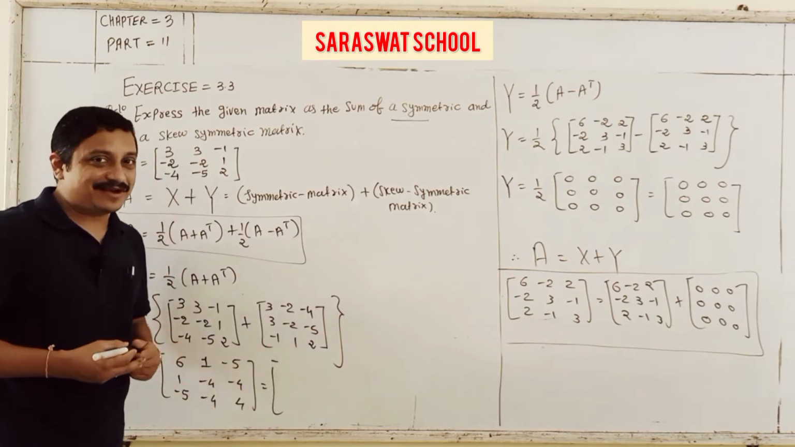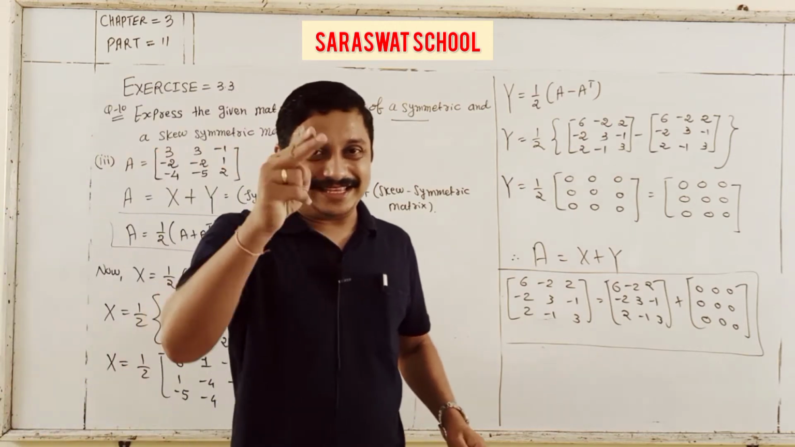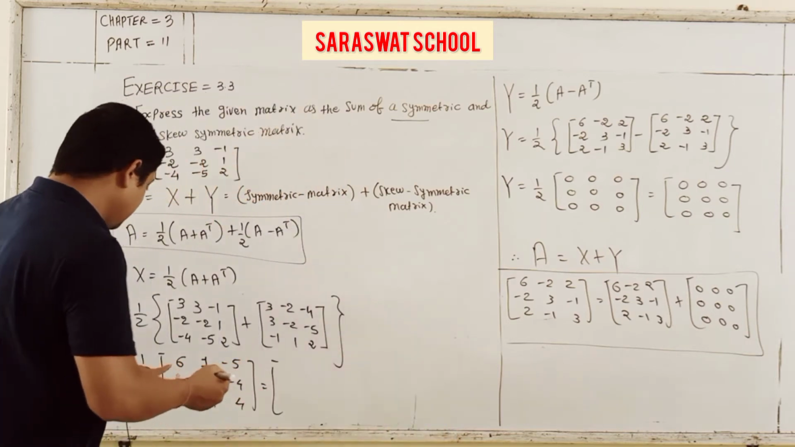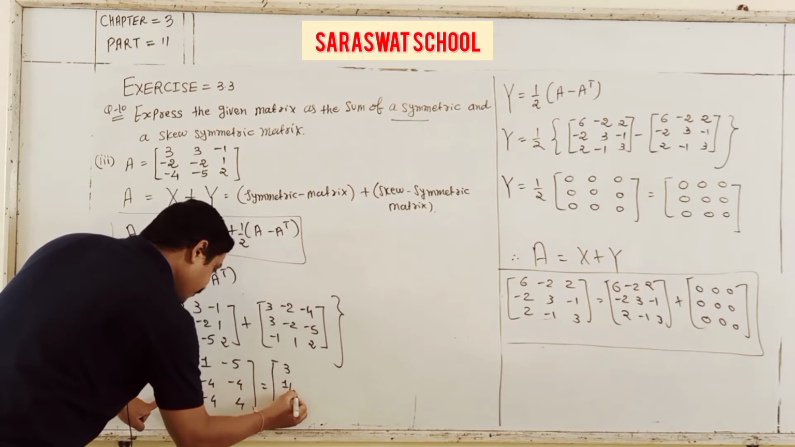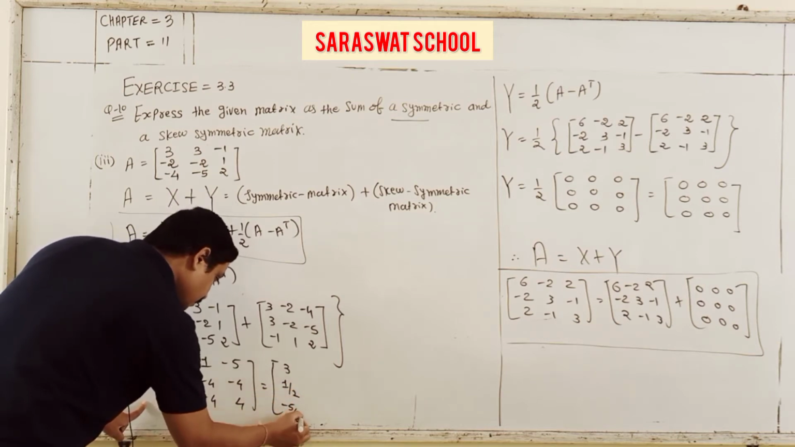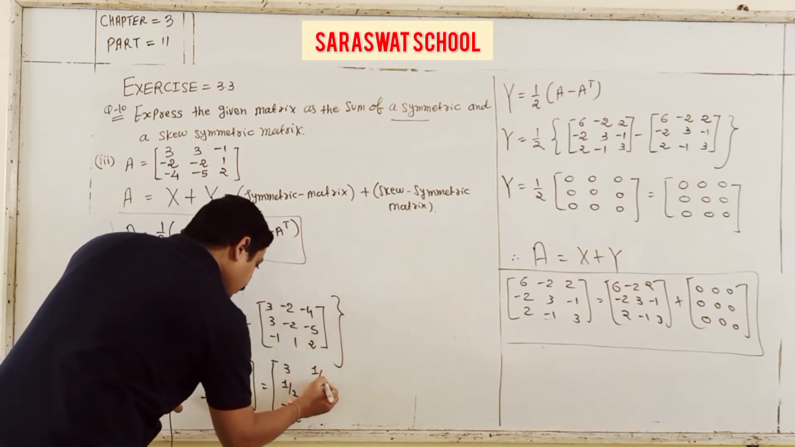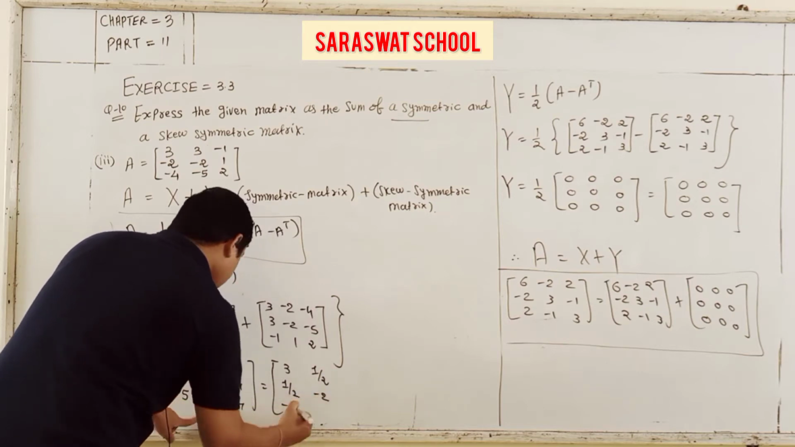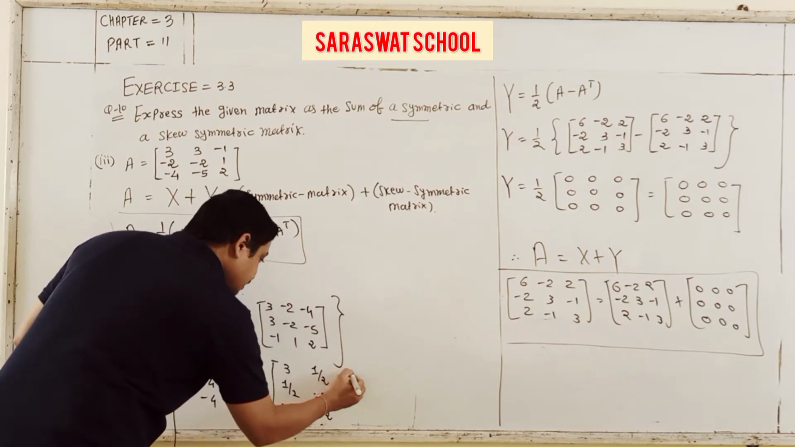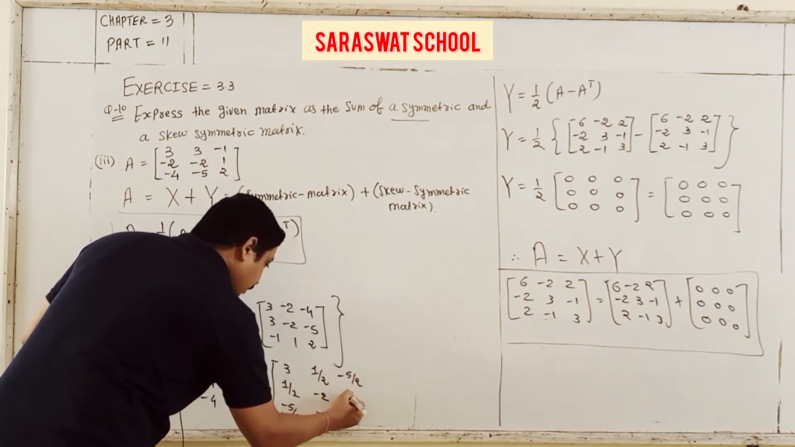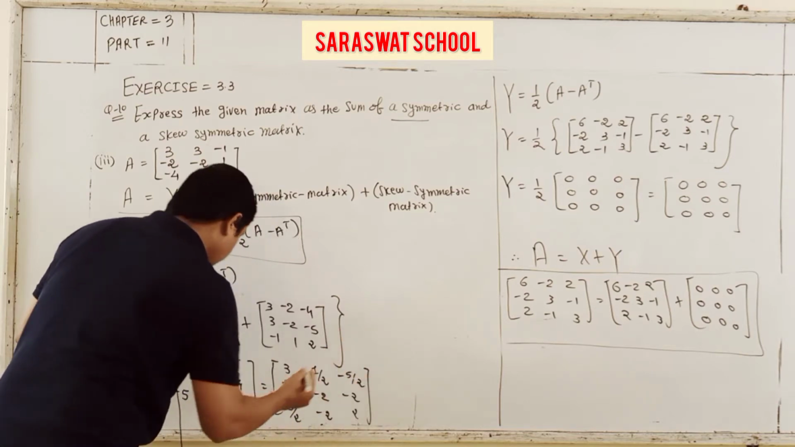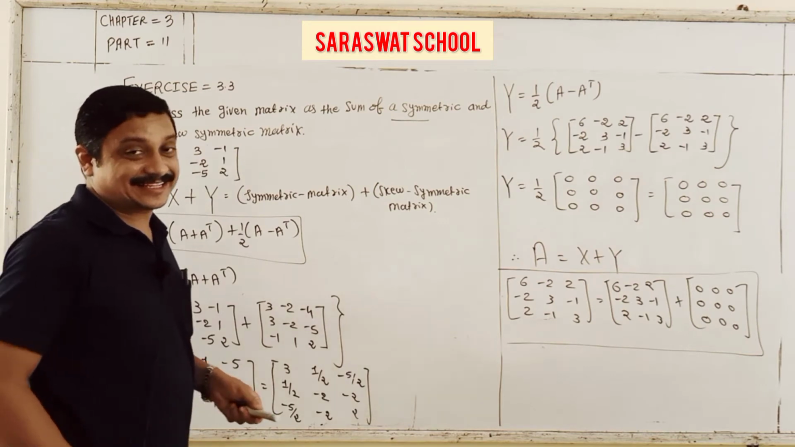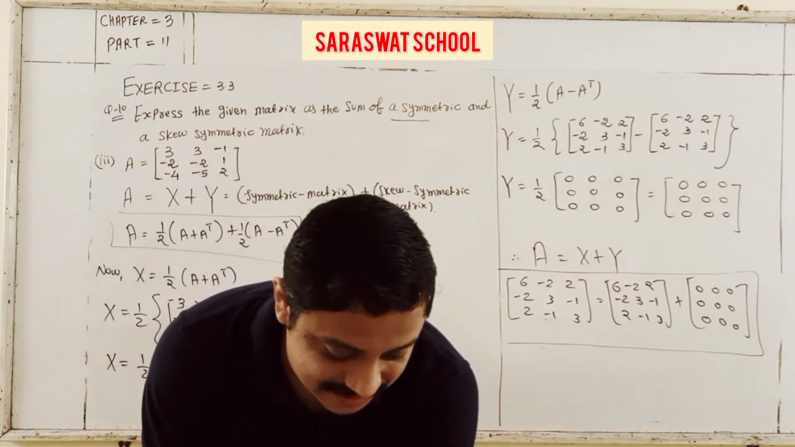Now try to divide each entry by 2. Yes, so here divided by 2, so 3, half, minus 3 by 2, next half, minus 2 and again minus 2, next minus 3 by 2, minus 2 and the 2, and that becomes your first result: X is a symmetric matrix.